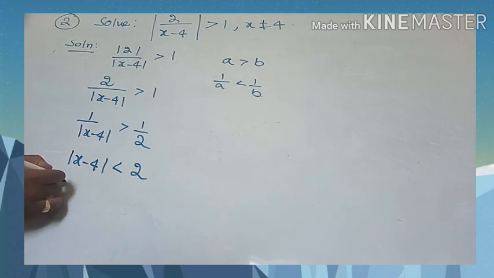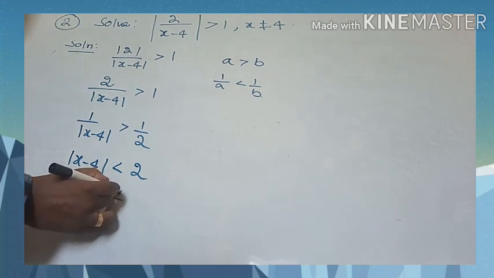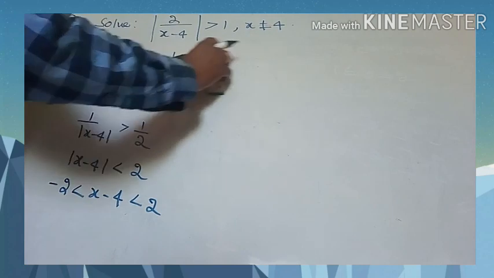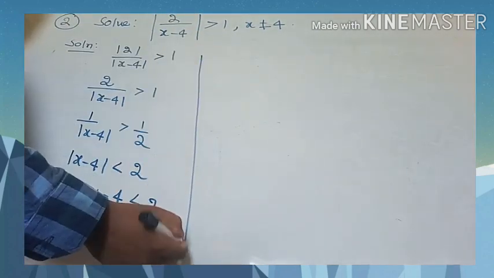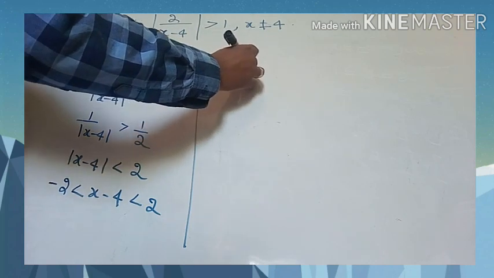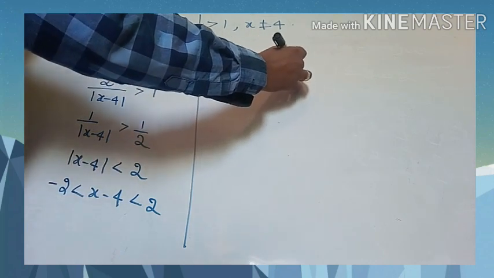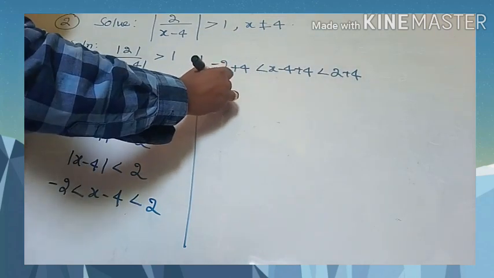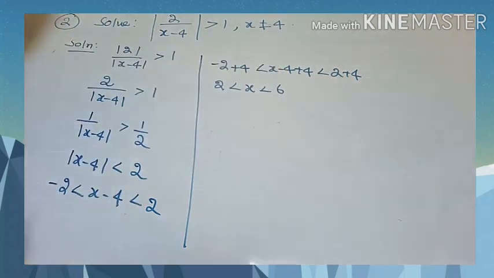That means, my dear students, you know that minus 2 less than x minus 4 less than 2. You know it, because whenever modulus of x is less than a, then minus a less than x less than a. Now how are we going to get the x values? Adding 4 on both sides: minus 2 plus 4 less than x minus 4 plus 4 less than 2 plus 4. Now this is 2 less than x less than 6.